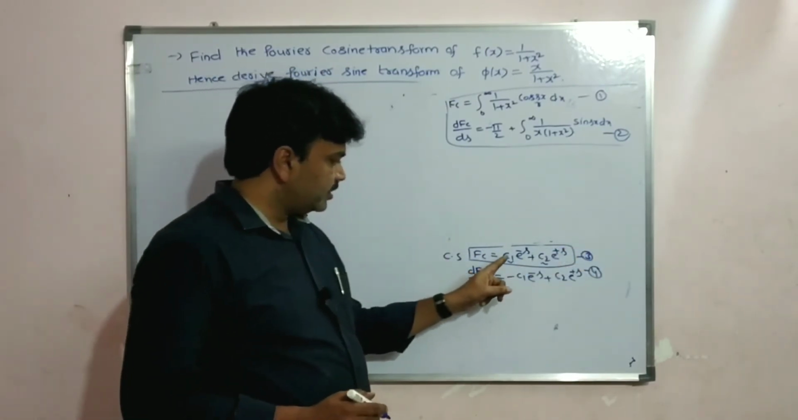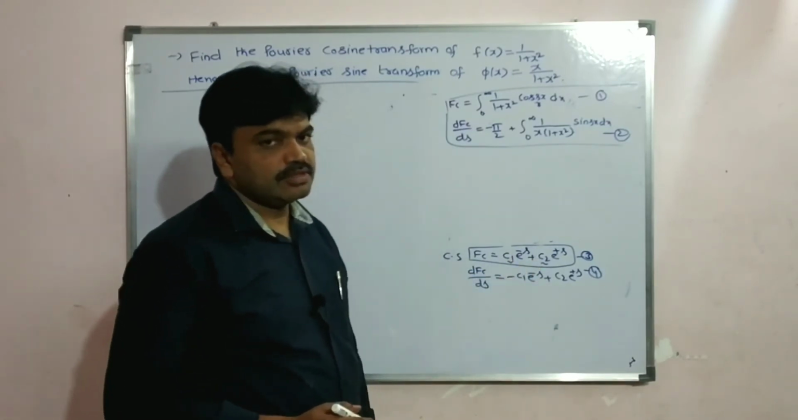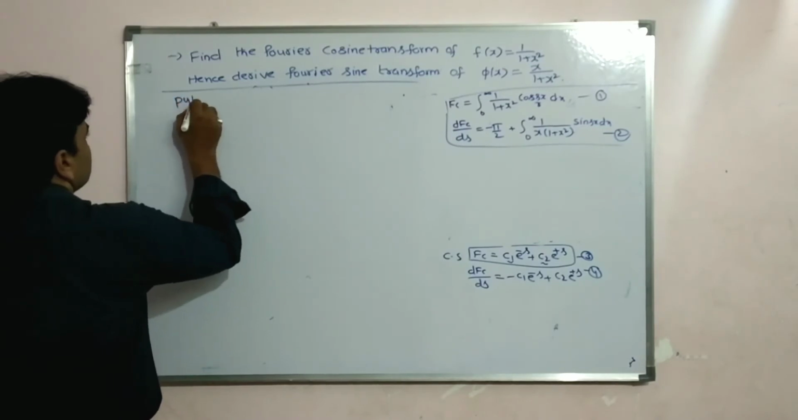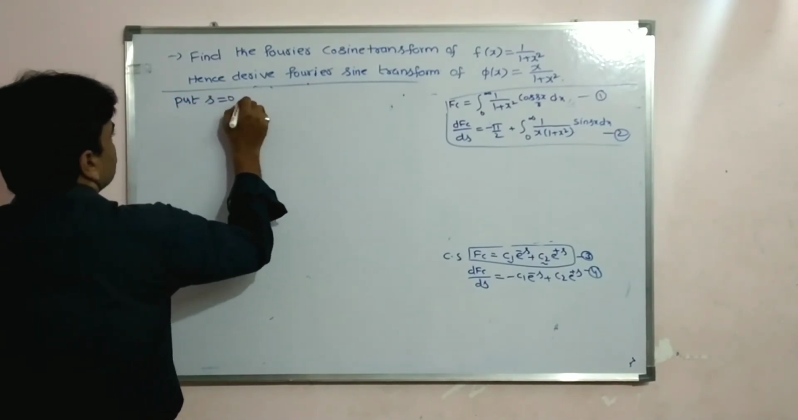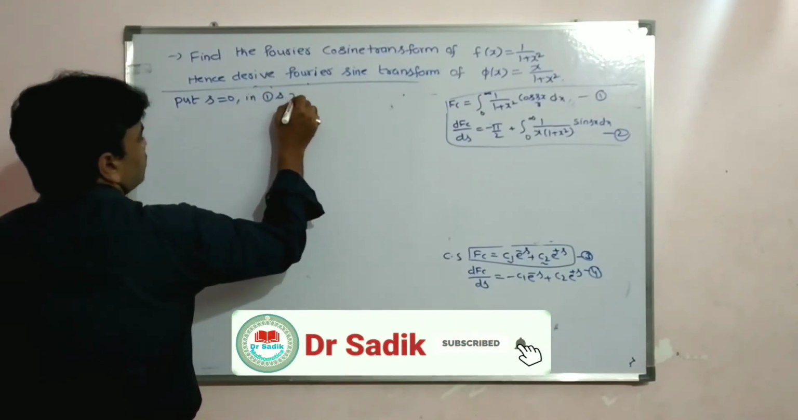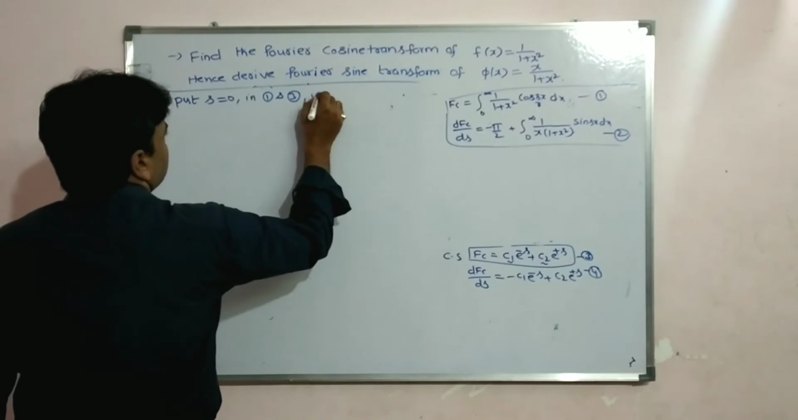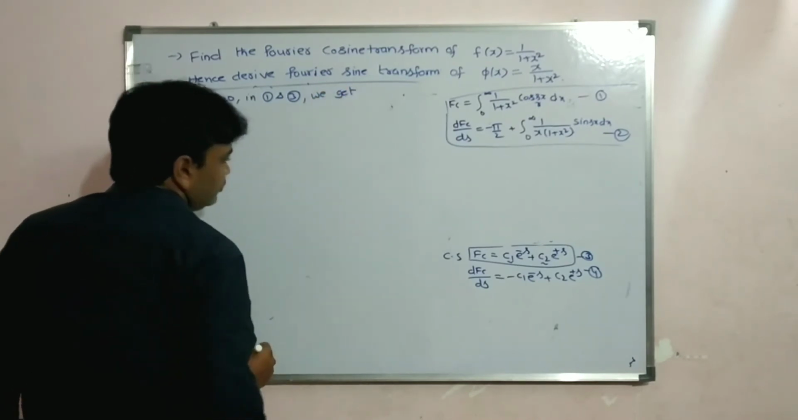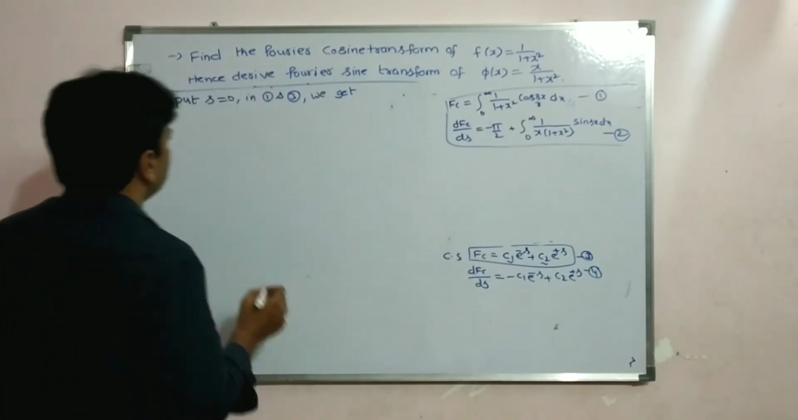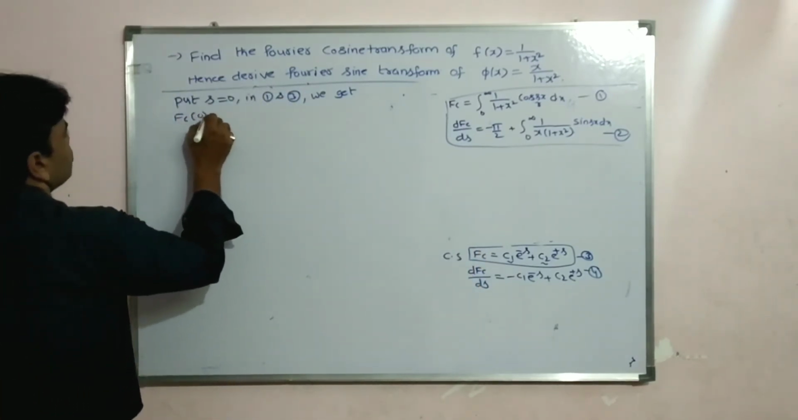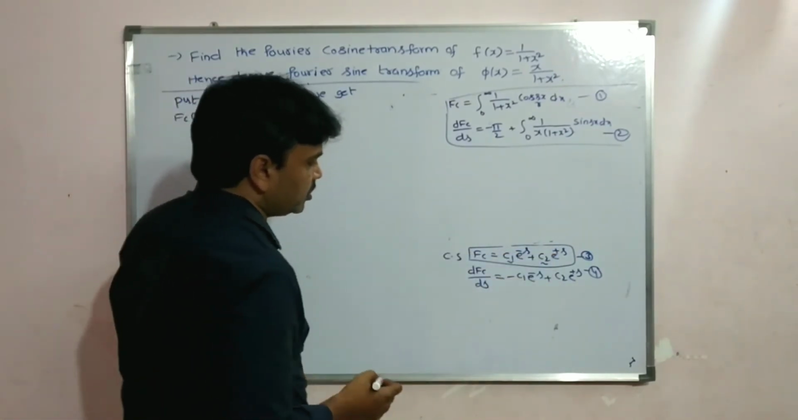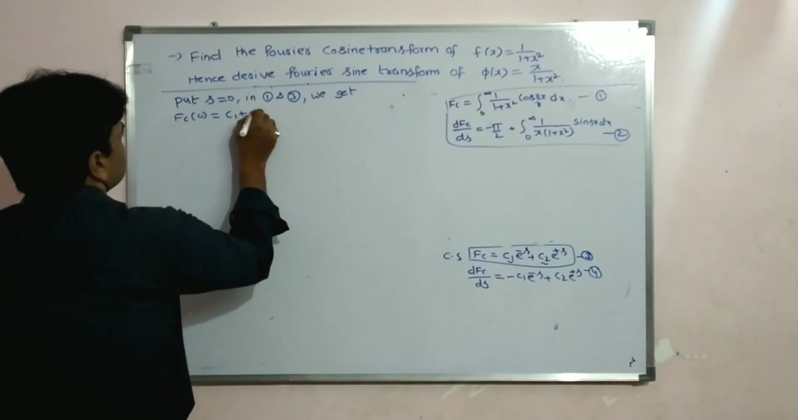Now I want to find the c1 and c2 values, students. For that, put s is equal to 0 in 1 and 3. We get Fc of 0, that is equal to e power 0 and e power 0, which is 1. So c1 plus c2.